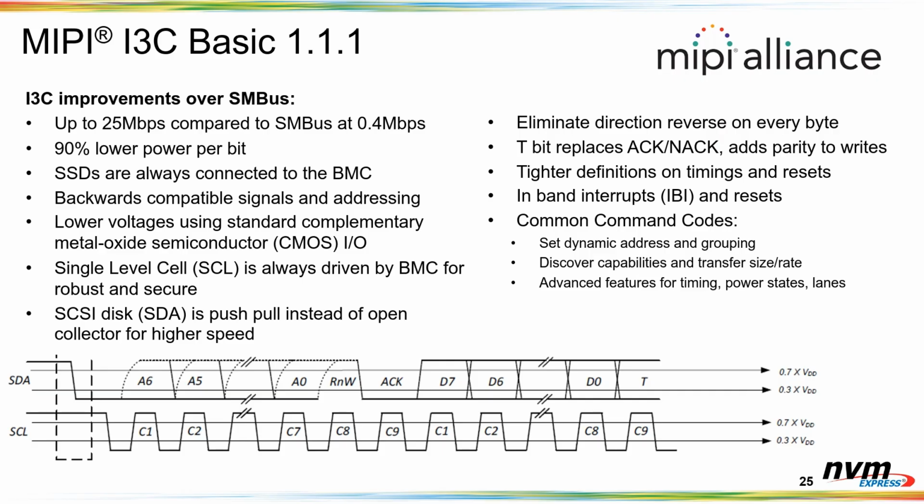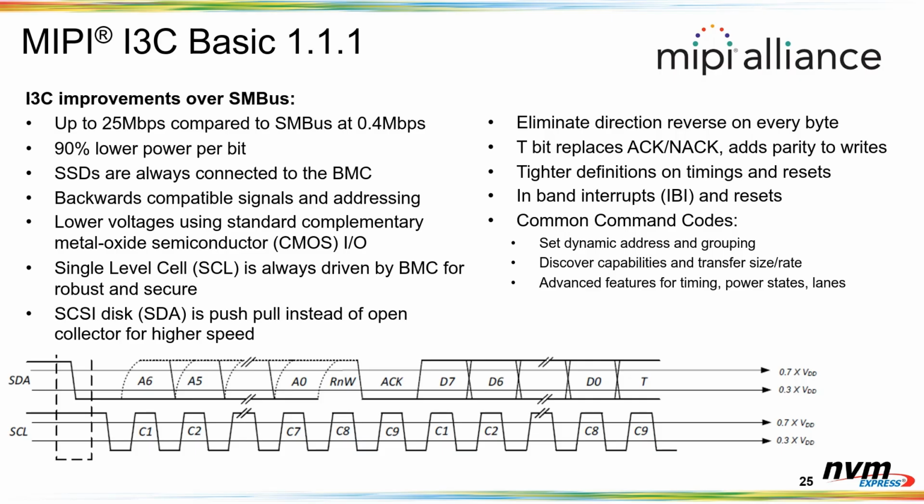Another thing is that SM bus had separate wires if you wanted to send interrupts or resets. Even though we had defined the SCL clock low reset before, if you held the clock down for 25 milliseconds, other people did not have that. And so I3C defined an in-band reset pattern and also in-band interrupts. Both of those are just patterns or mechanisms of using the same 2 wires to do interrupts and resets.